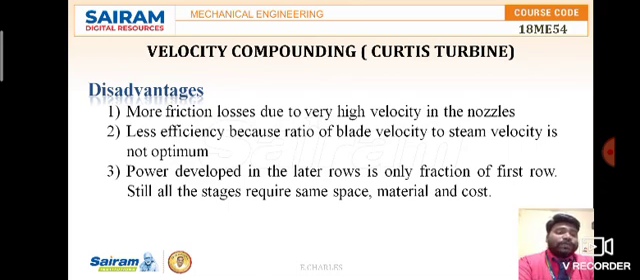Still, all the stages require the same space, material and cost. For all three stages, it will have the same space and the same material cost, even though the power developed is less compared to the first row. So these are the disadvantages of the Curtis turbine.